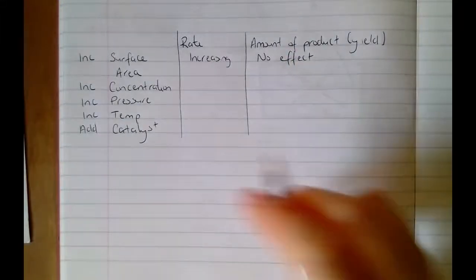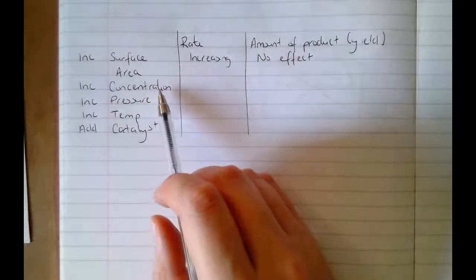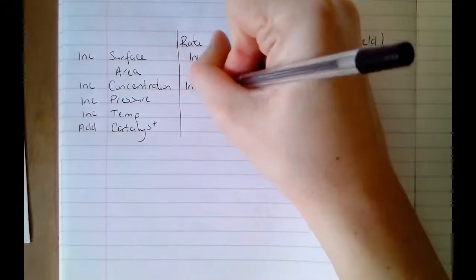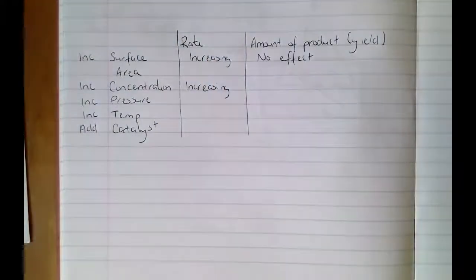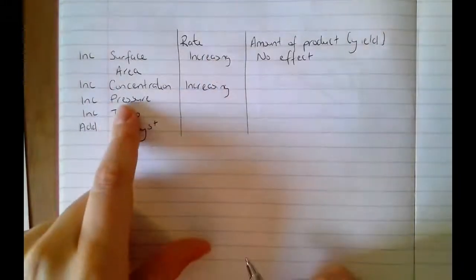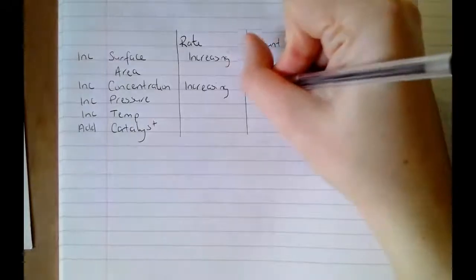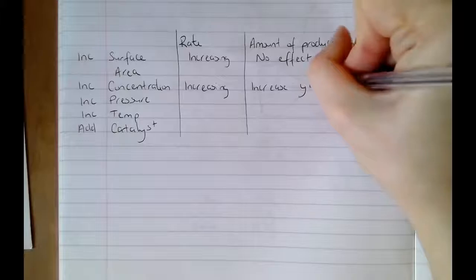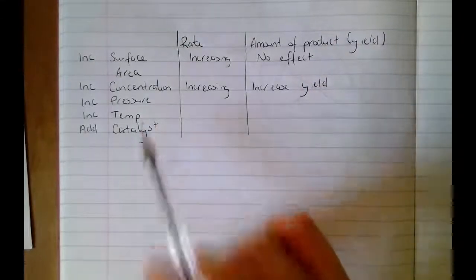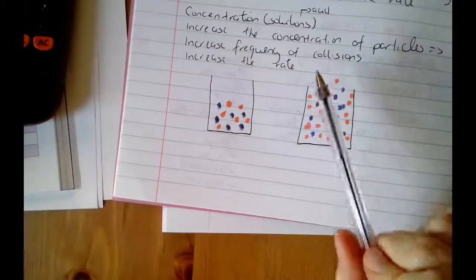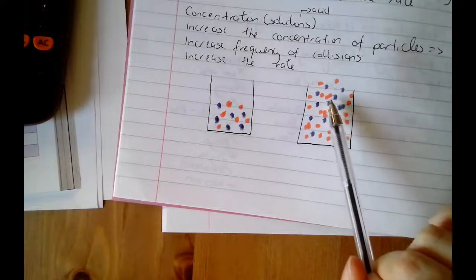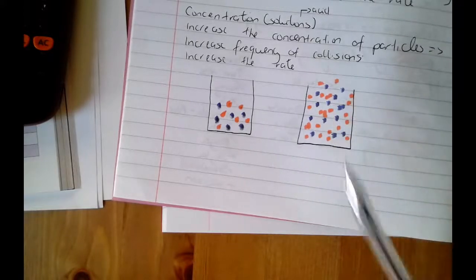If you increase the concentration, we saw again that you were increasing the rate, you're making the reaction faster. But in this case, if you're increasing the concentration, you are going to increase the amount of product, or the yield. And the reason is because when you're increasing the concentration, if we look back at my diagram, you're starting with more reactants. And if you're starting with more reactants, you're going to make more products.